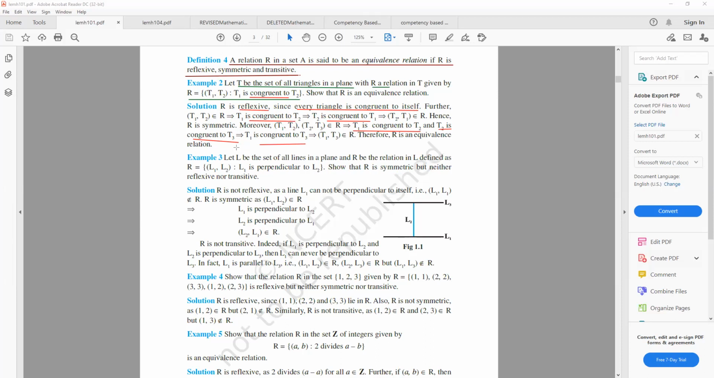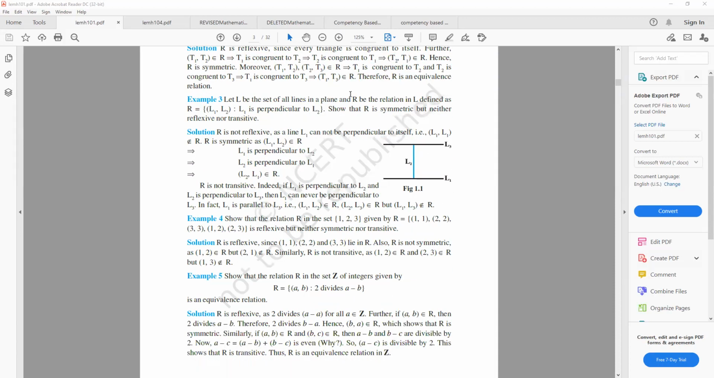Is it clear? Do I need to explain it again? Hello? No, sir. Did you understand? Understood or not? Yes, sir. Yes, sir. Okay, next example देखो.